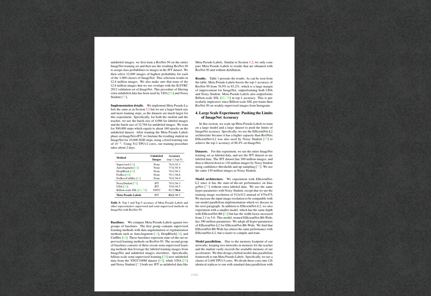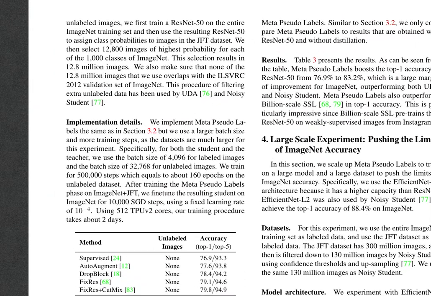This page also goes over more implementational details. Namely, you have a batch size of 4096 for labeled images, and you have this batch size for unlabeled images, and some other important information.